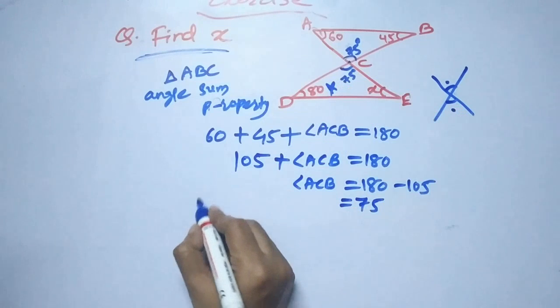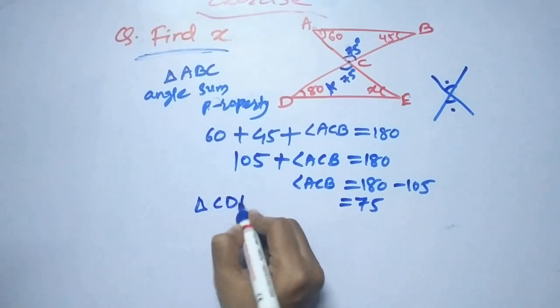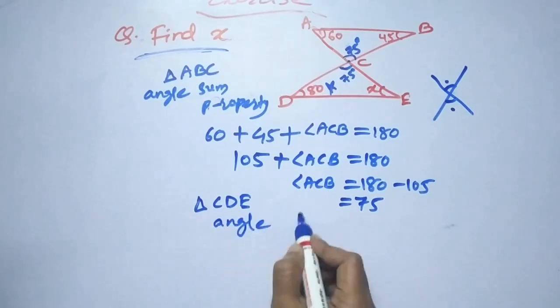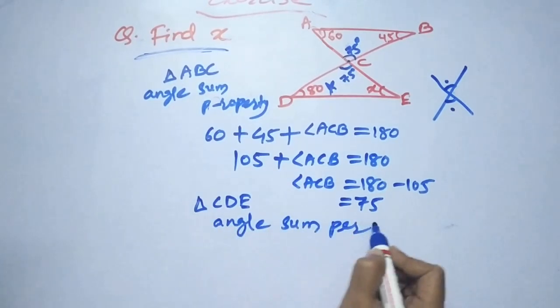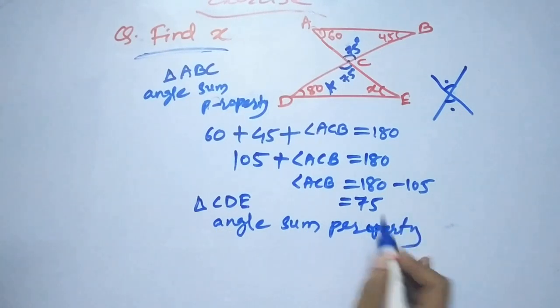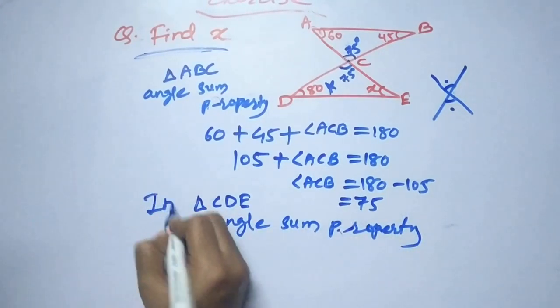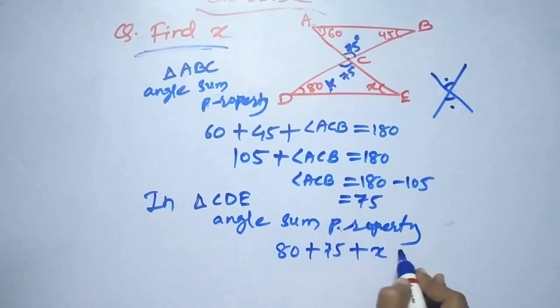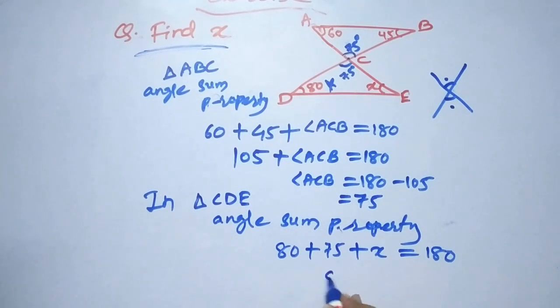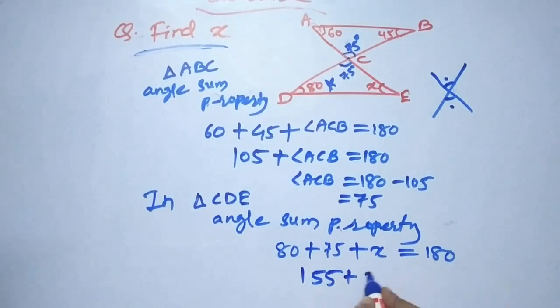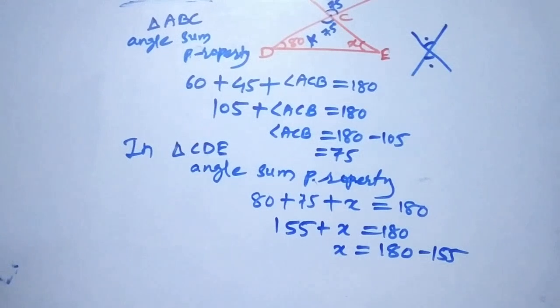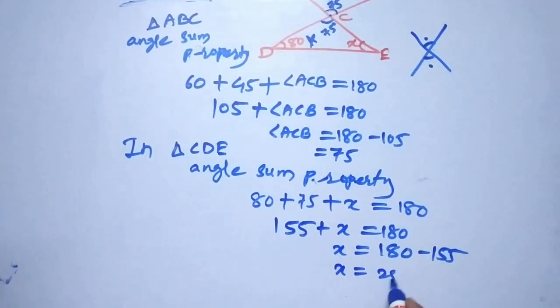And now we'll go for this triangle CDE, again by using the angle sum property. So friends, by using the angle sum property in this triangle, 80 plus 75 plus this x is equal to 180 degrees. So friends, here x is equal to 180 minus 155. So friends, x we'll get as 25 degrees here.